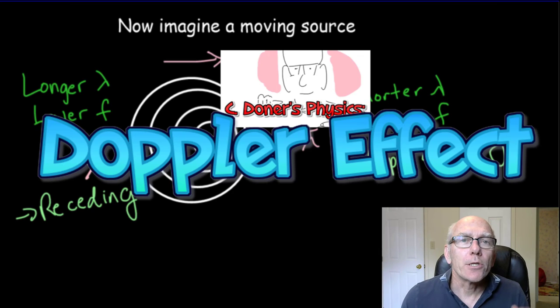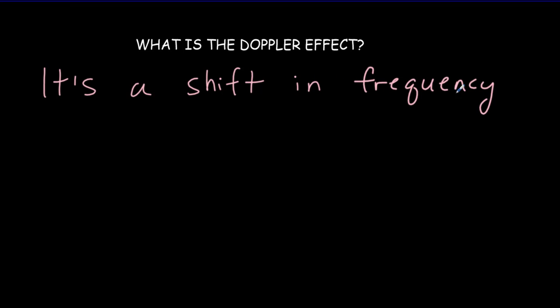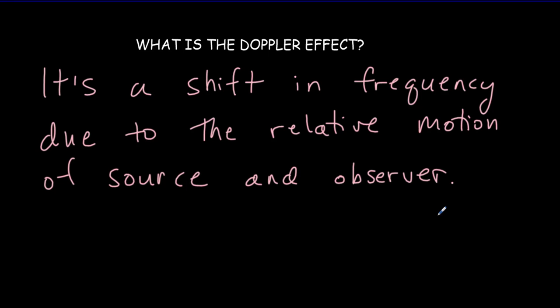Today we're going to take a look at the Doppler effect for sound, water, and light. So what is the Doppler effect? Well, officially it's a shift in frequency due to the relative motion of source and observer. But let's see what that really means.